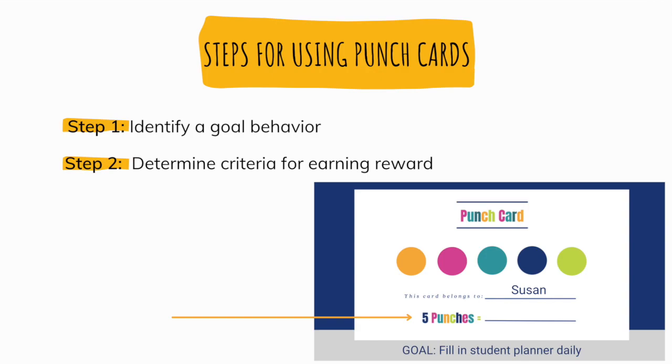Step 2, determine criteria for earning a reward. Think about how you want the student's behavior to change. Do you want the student to do something more often or display a certain behavior for a longer period of time? So you want to make sure your criteria matches what you actually want the student to do. So in our example of the student filling in the planner, we want the student to do it more often. Therefore, if they fill out the planner, they get a punch in their punch card. After 5 punches, the student gets to choose a reward.